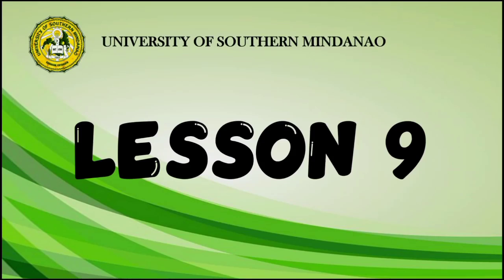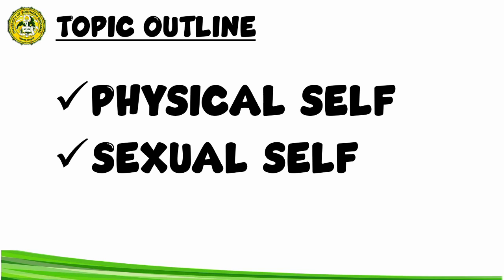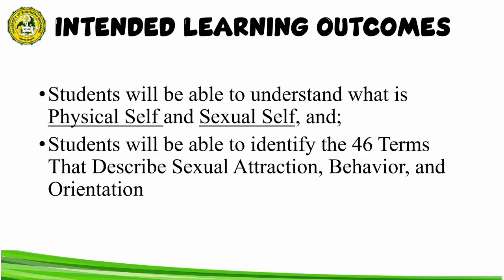Good day everyone, this is the reporting for Lesson 9. The topics outlined are physical self and sexual self. The intended learning outcomes are that students will be able to understand what the physical self and sexual self are, and students will be able to identify the 46 terms that describe sexual attraction, behavior, and orientation.